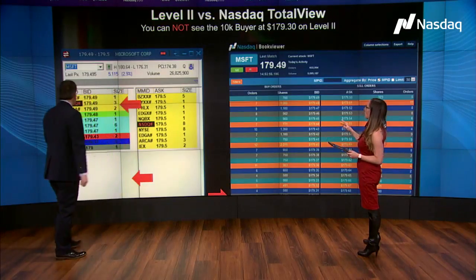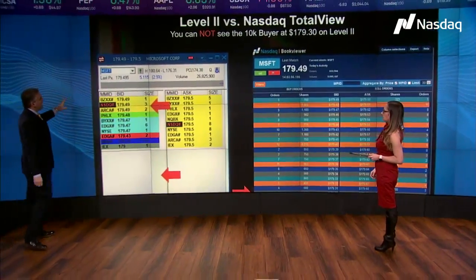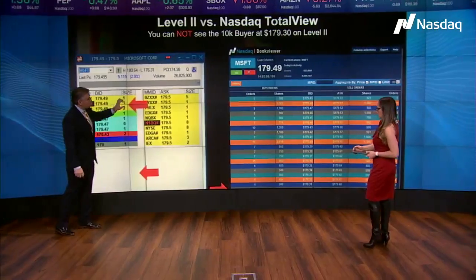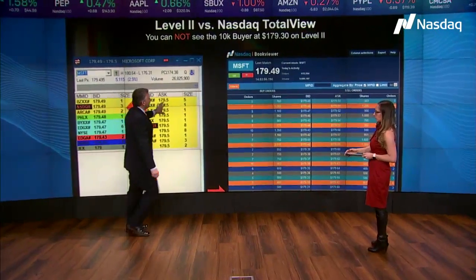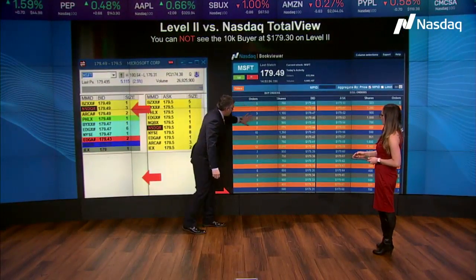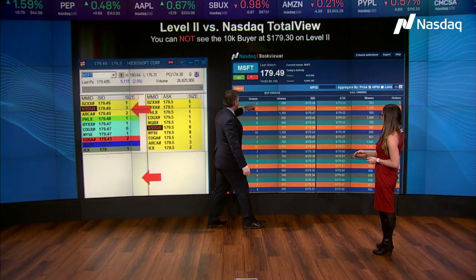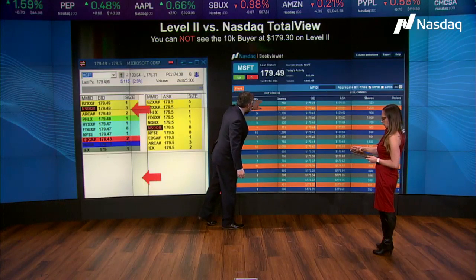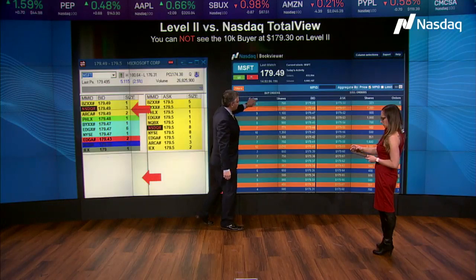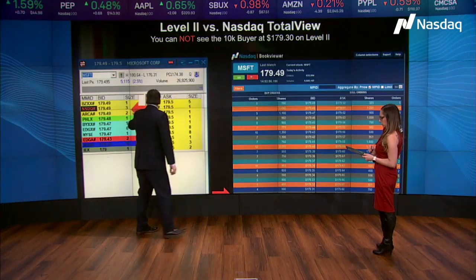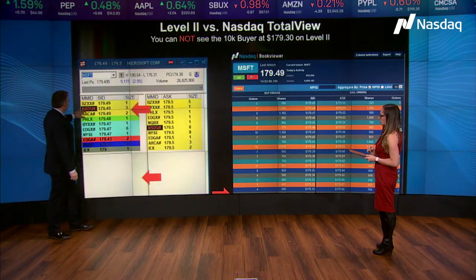We're going to see what it looks like if you're a buyer. So now we're looking at the major difference between TotalView and level 2. Here you're looking at Nasdaq TotalView, and now you're seeing orders that are aggregated. You're seeing that there are more orders, where you're not seeing 5 orders, it's bunching them together. But the big thing is this. Here you're seeing Nasdaq out here.